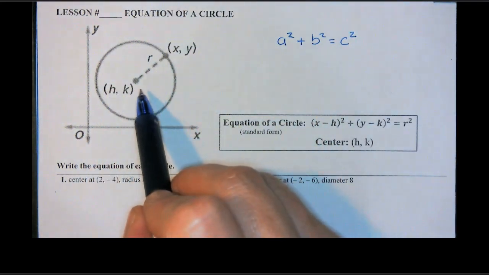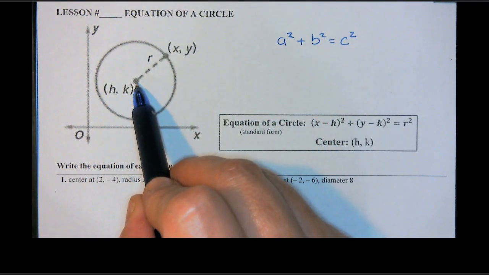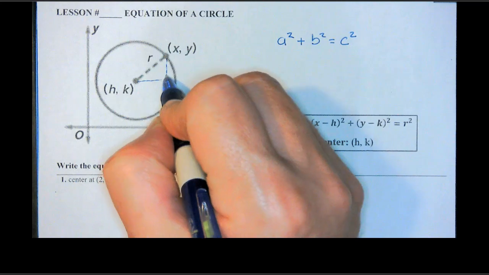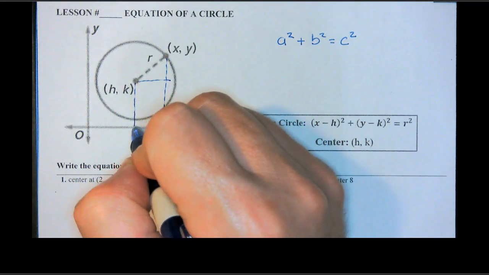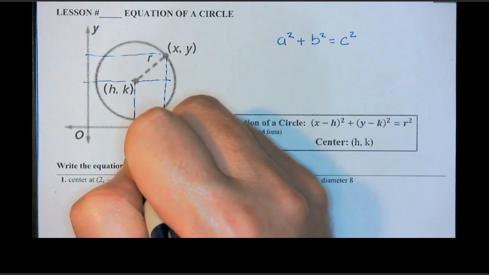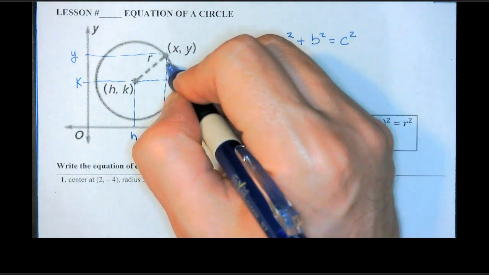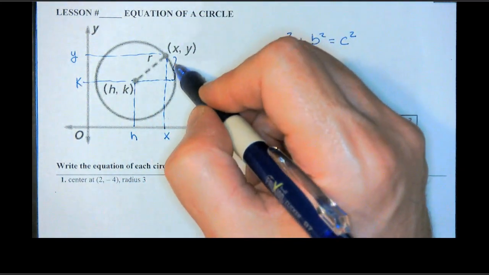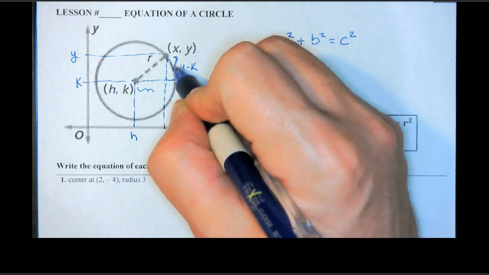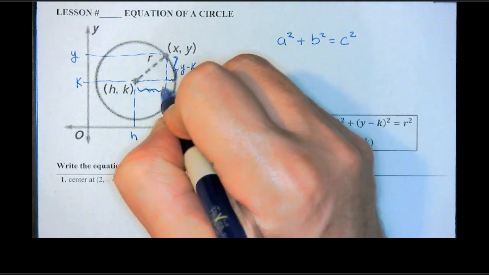Let's imagine I have a circle like this with a center at (h, k). And here's a point on the circle. If I extend these like so, this would be x, and this would be h. This would be k, and this would be y. So this distance right here is the difference y minus k, and this distance right here is the difference x minus h.